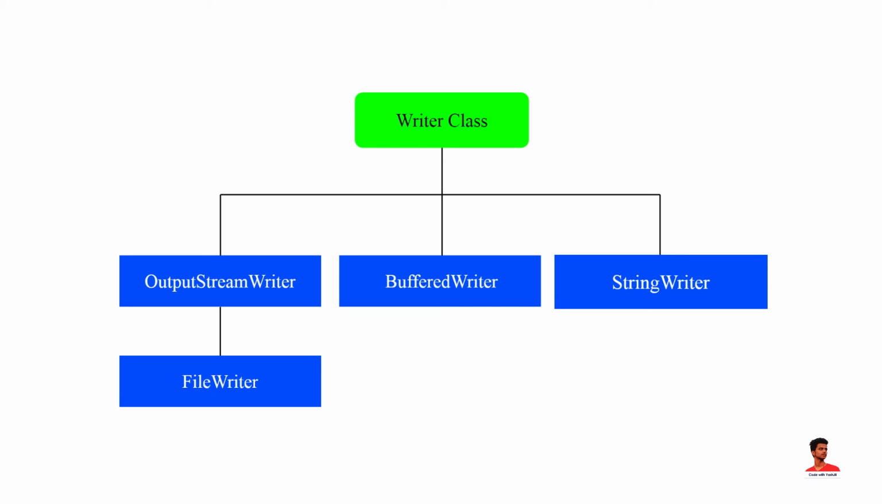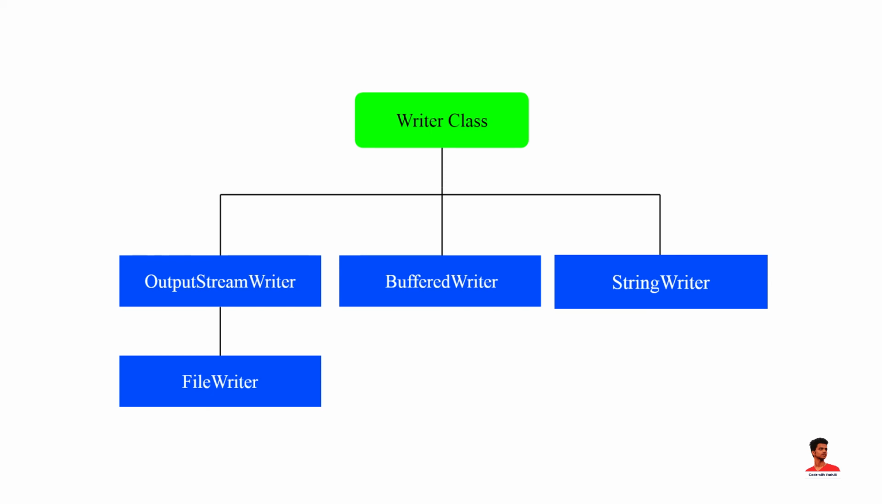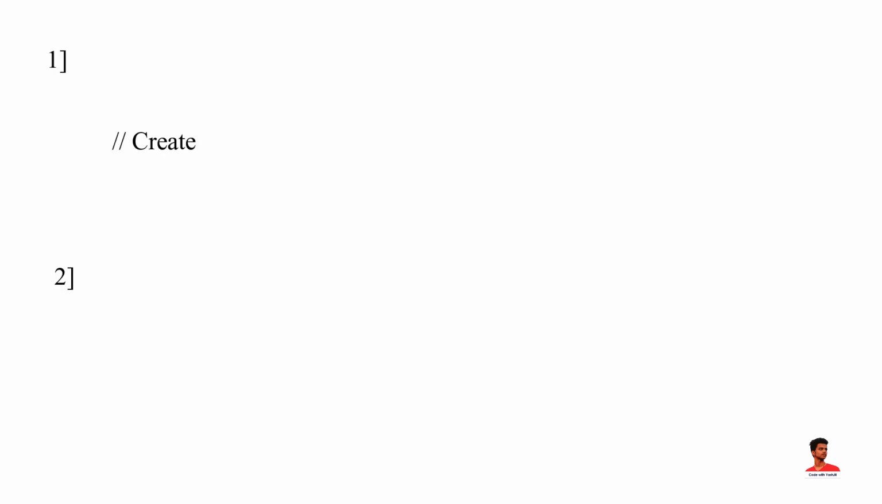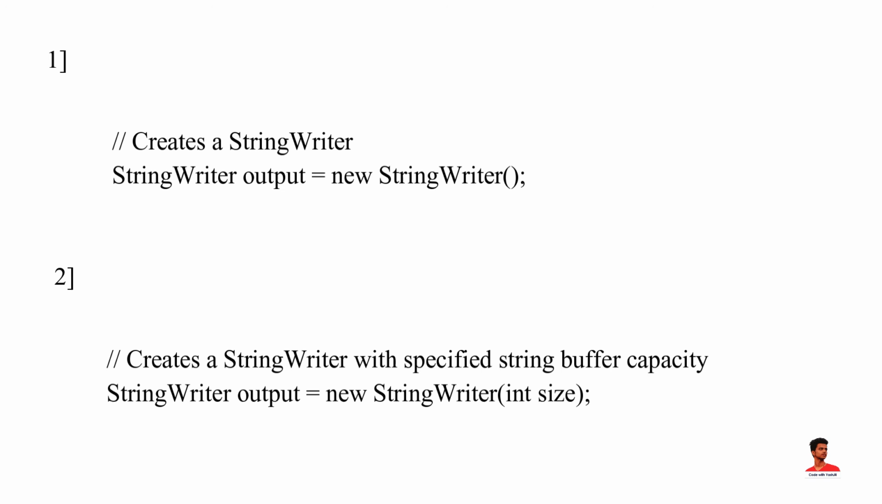In order to create a StringWriter, we must import the java.io.StringWriter package first. Once we import the package, we can create the StringWriter. Here, the size specifies the capacity of the string buffer.